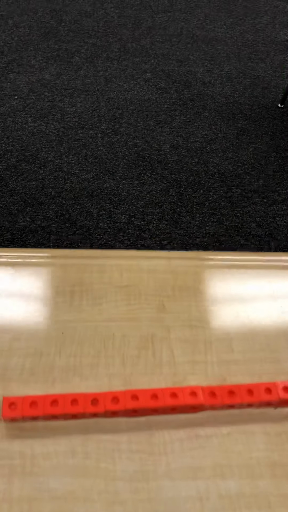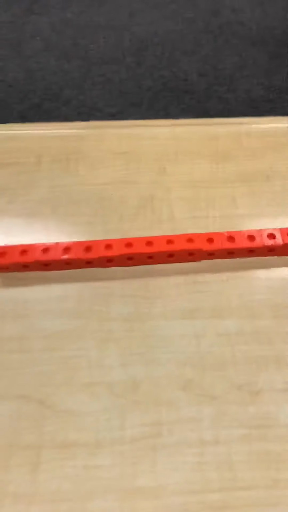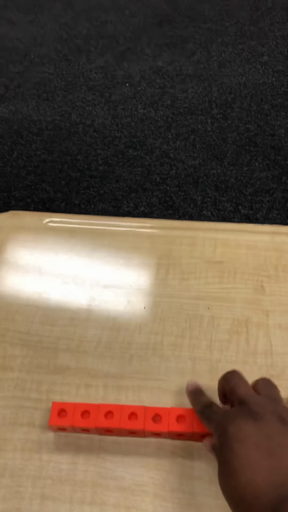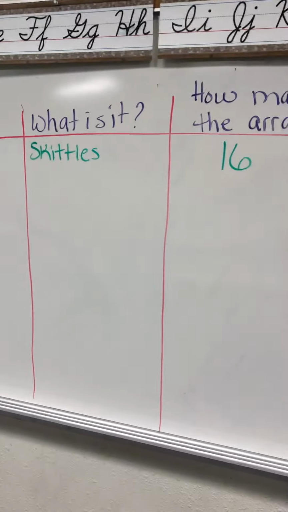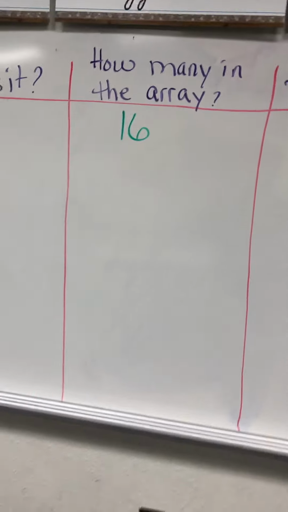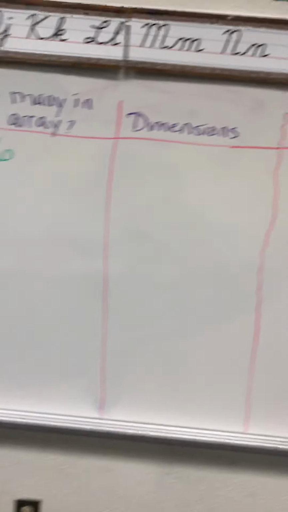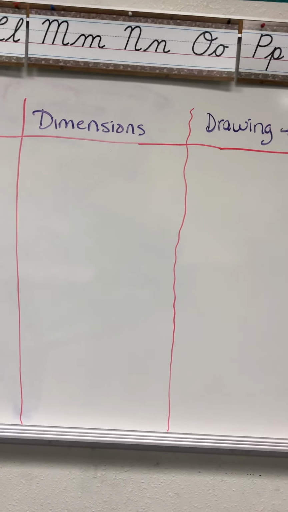Voila! You're probably saying, Miss Downing, those are not Skittles, and they're not. Don't have them. Can't really do all this with Skittles. I'm using 16 cubes, okay? 16 cubes. That's how many cubes I have. All right, so again, we have what is it? Skittles. How many in the array? 16. All right, the next thing we're going to do is write some dimensions.